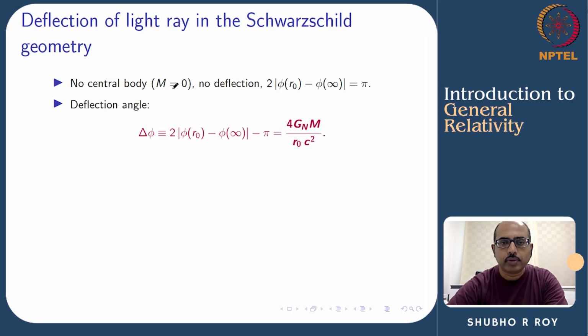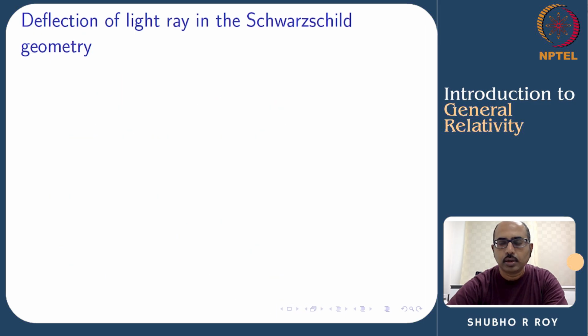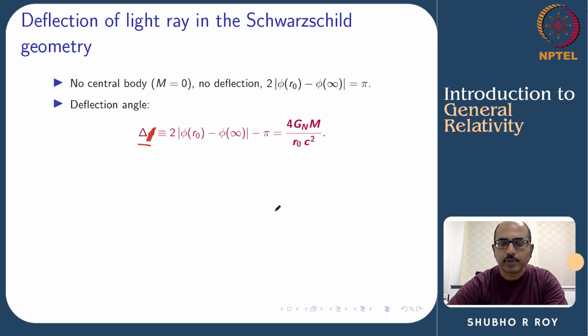On the other hand, when the body has non-zero mass, the deflection angle delta phi is actually, I don't want to define it as delta phi, just imagine this is delta phi. This angle delta is this minus pi, which is this quantity in the last slide. So this minus pi will be this. Okay, so you might be feeling a bit unclear about what the deflection angle is.